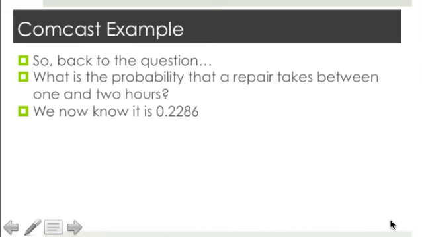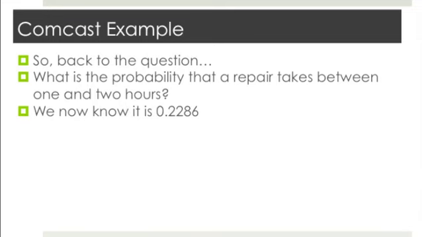So let's go back to the original question now that we've got the calculations done. The original question is, what is the probability that a repair takes between 1 and 2 hours? And what we've now done is shown that that probability is 0.2286. Roughly 22.86% of the repairs should be expected to take between 1 and 2 hours.